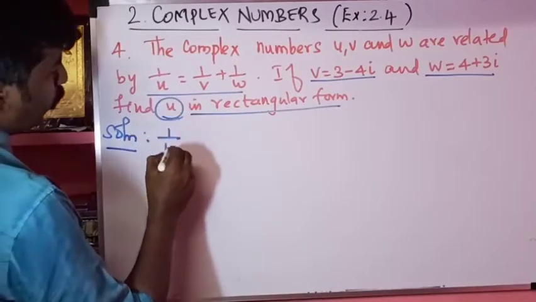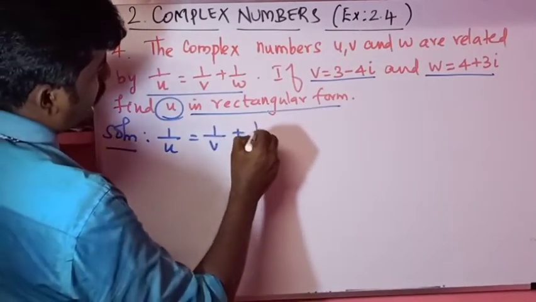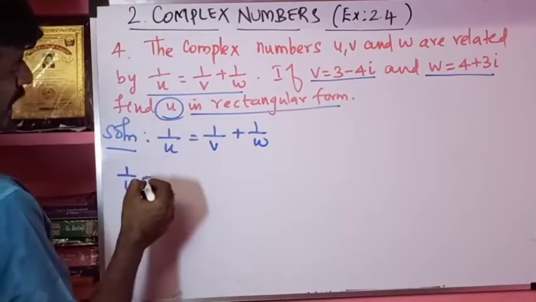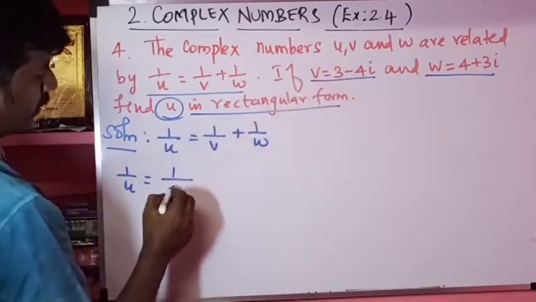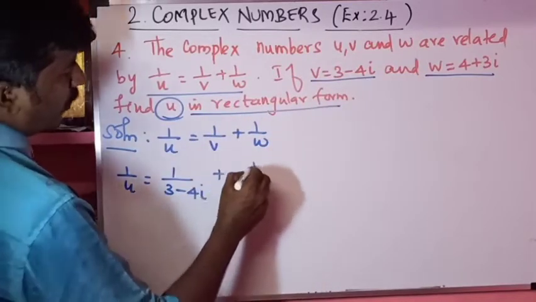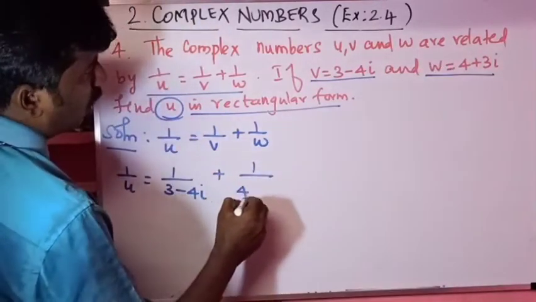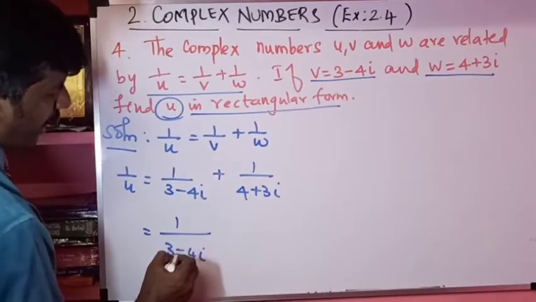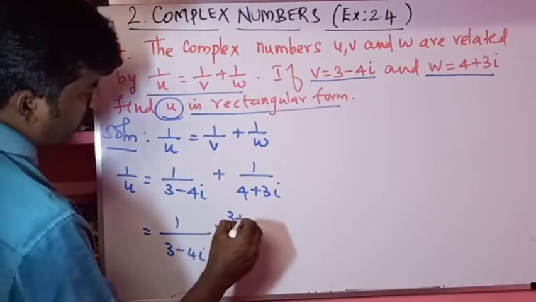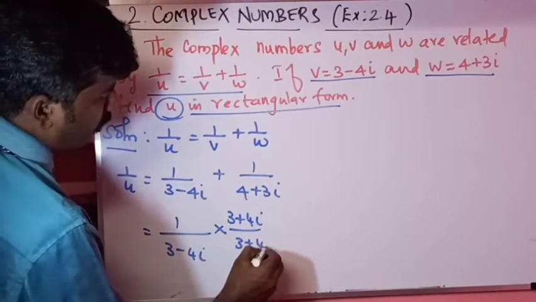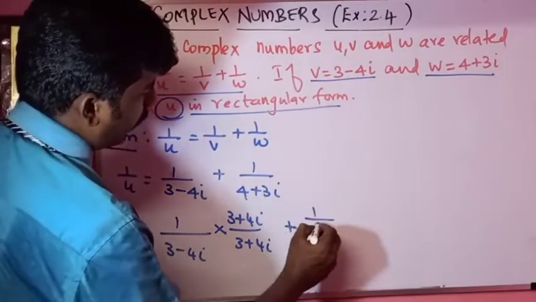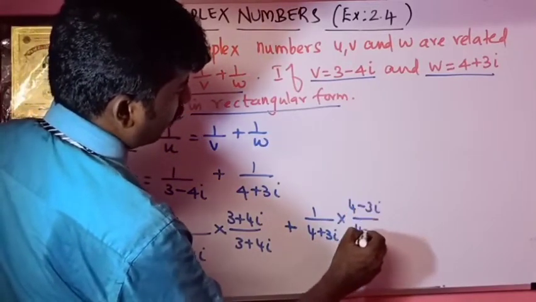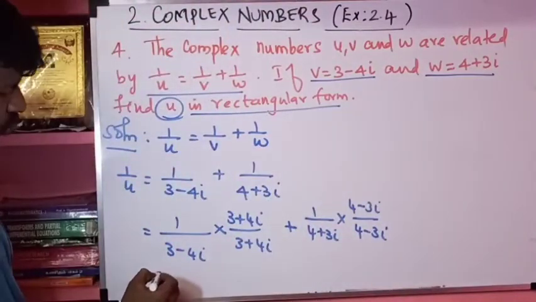The 1 by u is equal to 1 by v plus 1 by w, right? So 1 by u is what we find for now. The 1 by v, what is v? 3 minus 4i, plus 1 by w, w is equal to 4 plus 3i, right? Now 3 minus 4i, 1 by 3 minus 4i, the conjugate is what? 3 plus 4i by 3 plus 4i, and this plus 1 by 4 plus 3i into its conjugate, 4 minus 3i by 4 minus 3i. So which is equal to what?